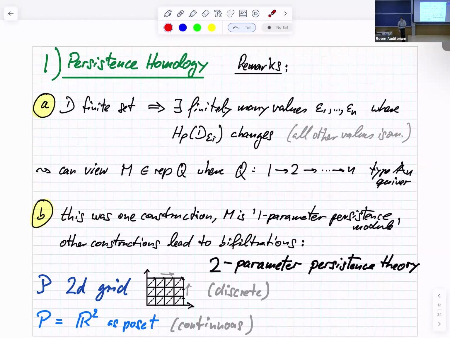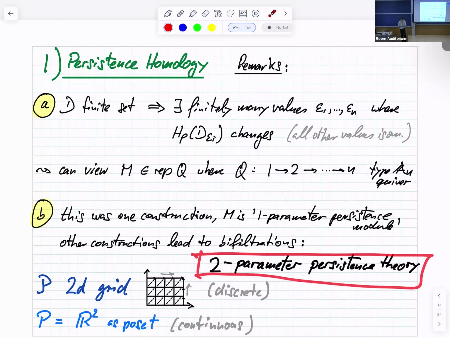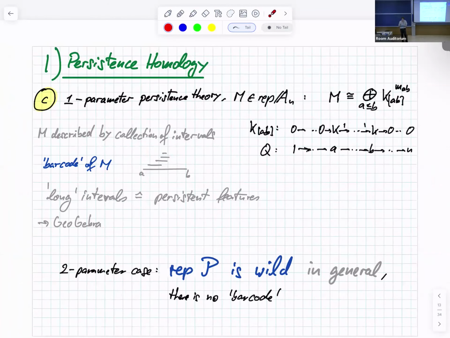Eventually, I would like to move on to bifiltrations, to two-parameter persistence theory. So that's more or less what we had. And then we said that for one-parameter persistence theory, this module of the quiver A_n will decompose into a sum of indecomposables, and the indecomposables are given by such intervals. These intervals I can visualize as the barcode of the module. That's the general framework of persistence theory.